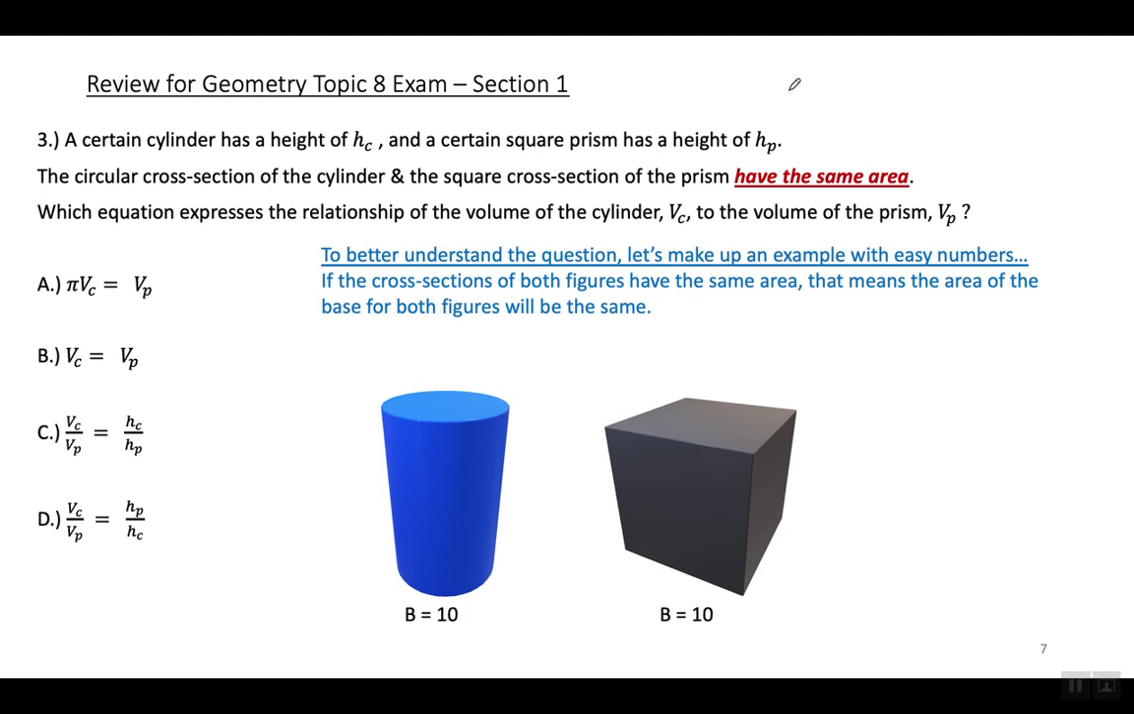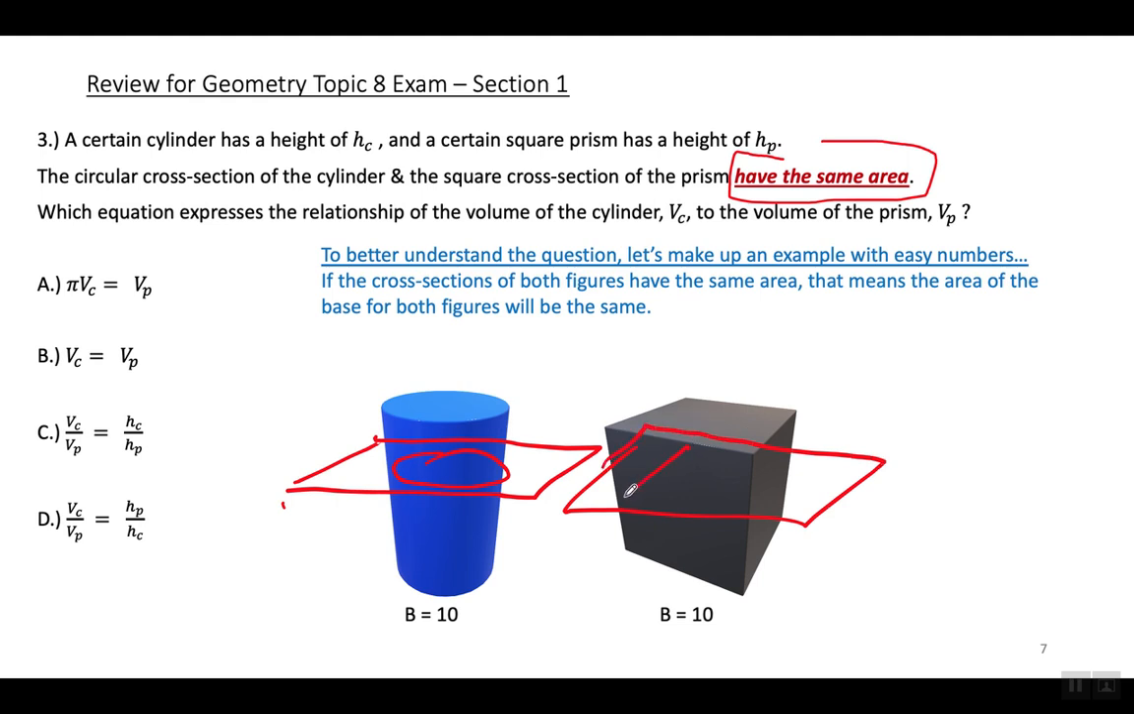Hold on. All right, it says right here that their cross section, the circular cross section of the cylinder and the square cross section of the prism, have the same area. This is just like the problem that we saw a second ago, where you had a cross section here and a cross section here. Sorry, I'm not drawing it that perfectly, but they said that the cross sections were the same. They had the same area in both of them. So that means that the area of the base is going to be the same in both of them.